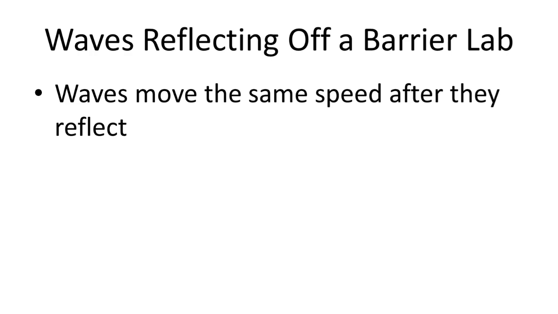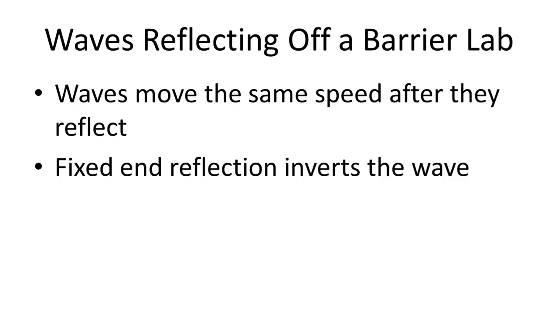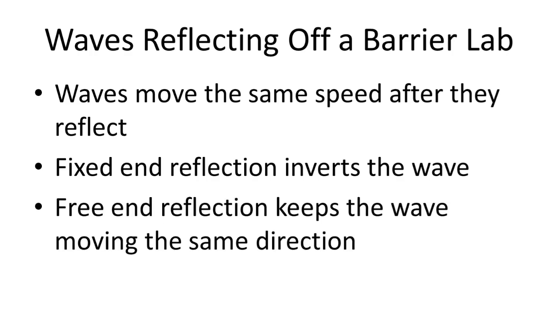Beyond the speed of the wave after it reflects, we notice that different barriers treat the wave a little bit differently as it reflects out. A fixed end reflection inverts the wave. If the pulse came in upward, it came out downward. It inverted it. It flipped it over. Whereas a free end reflection keeps the wave moving the same direction. If it comes in on top, the pulse goes back out on top. If it comes in on the bottom, it goes out on the bottom.